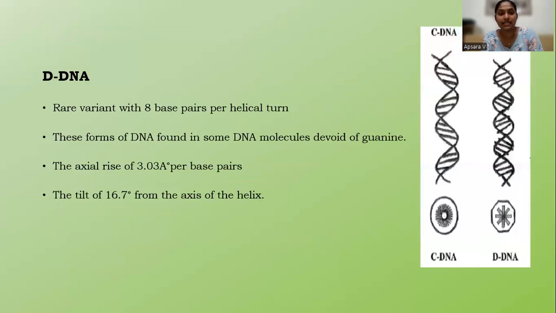Now, next, let us understand about the dDNA. It is a rare variant with only 8 base pairs per helical turn. This form of DNA is found in some DNA molecules, which are actually devoid of guanine. So the axial rise is around 3.03 angstrom per base pair, and the tilt is 16.7 degree from the axis of the helix.